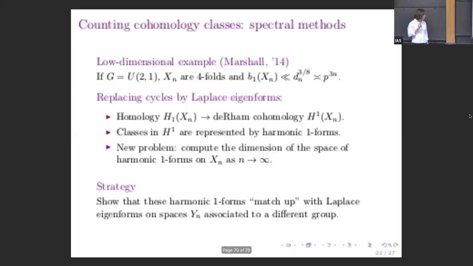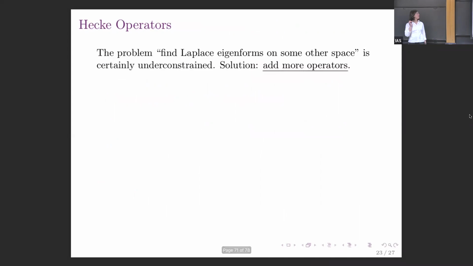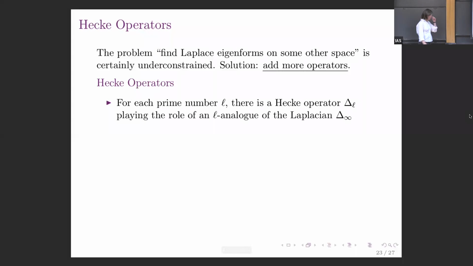Okay, and so the strategy is to show that these harmonic one forms match up with Laplace eigenforms with maybe a different eigenvalue on spaces Xn, Yn associated to a different group. And you could tell me, Mathilde, there's a lot of Laplace eigenforms in the world. Which ones are you going to choose? And so the problem, find Laplace eigenforms on some other space, is under constraint. And so our solution is going to be to add more operators. So instead of just thinking about the spectrum of the Laplacian, we'll think about the spectrum of other operators. So these are the Hecke operators.